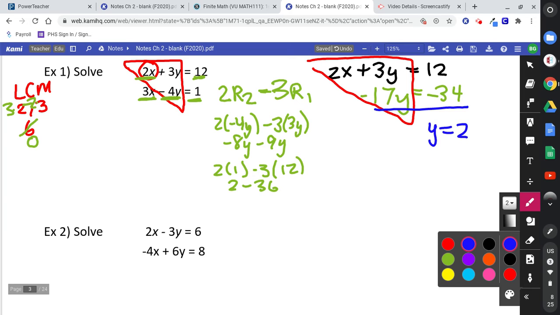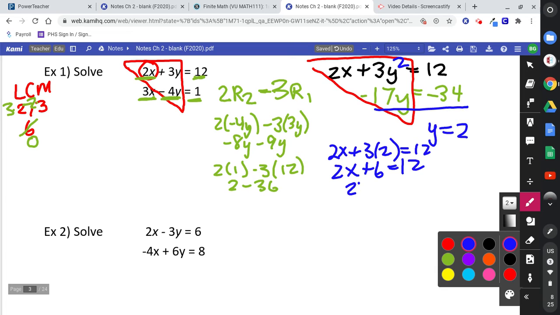And then back substitution means you're going to plug in that 2 into the other equation. Plug it into that top equation, you're going to have 2x plus 3 times 2 equals 12. Do some of that in your head. Skip that step. That's going to be 6. 2x plus 6 equals 12.